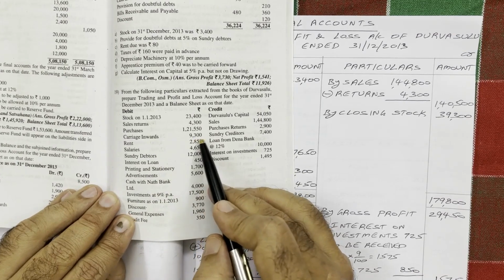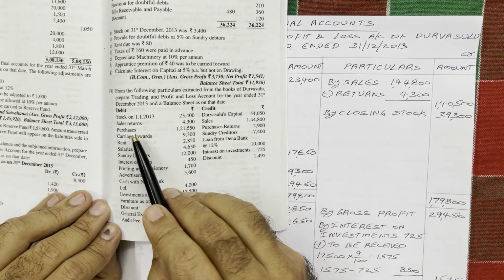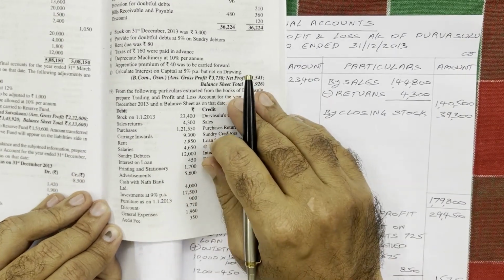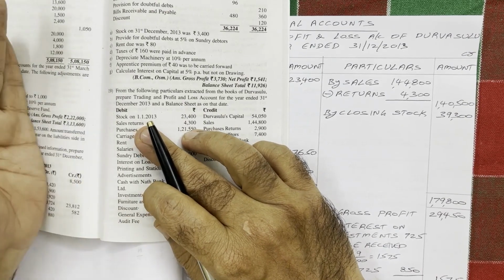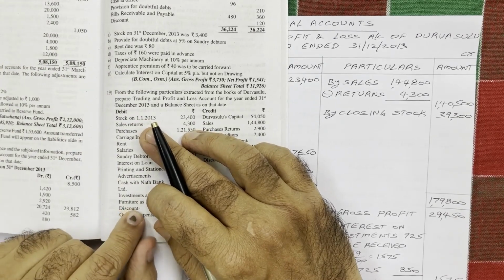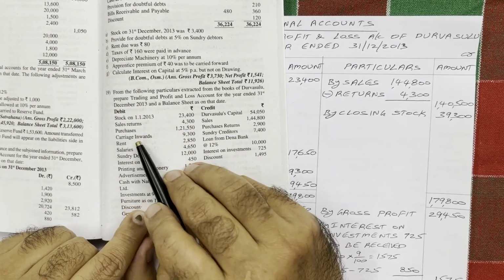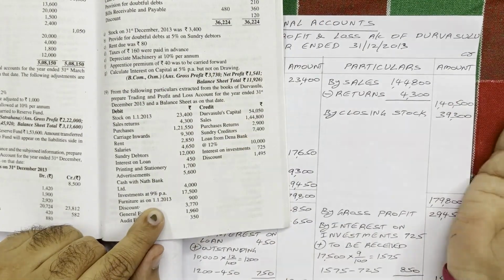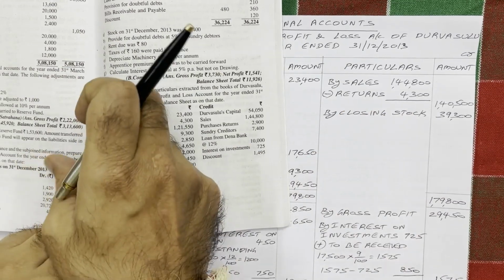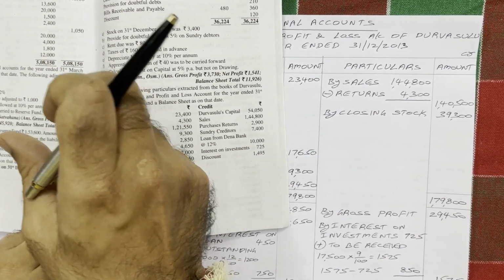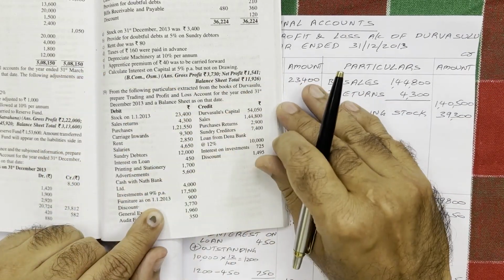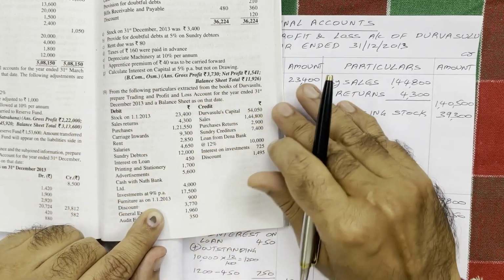Next, carriage inwards 9,300. Carriage means transport. In the case of carriage, you have to remember some important points. When goods are transported from one place to another, we spend some money towards transportation. That is known as carriage. Carriage is of two types: carriage inward and carriage outward. Carriage inward means our firm purchased raw material or finished goods, and we are bringing that raw material from the supplier's place to our factory or godown. Here goods are coming into our firm.